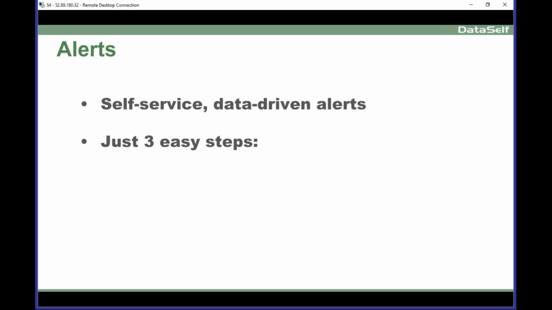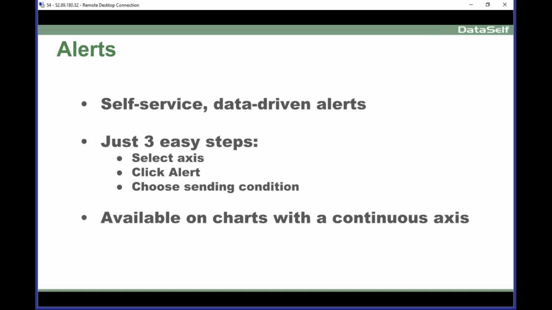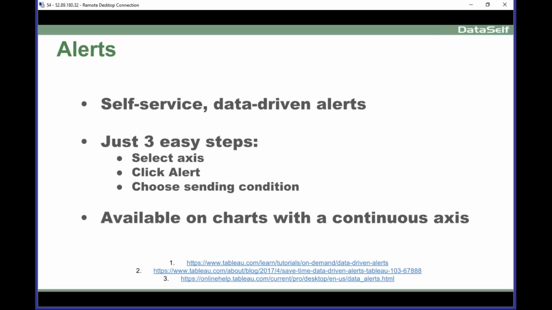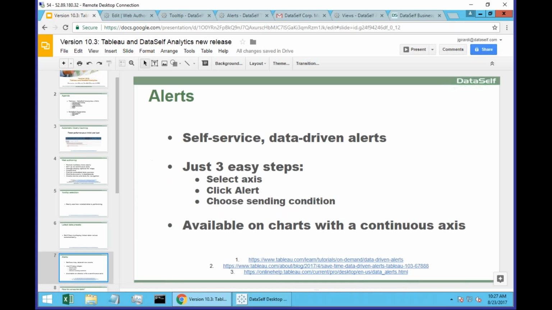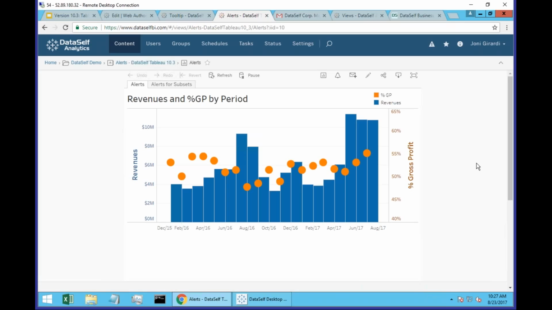It's very easy to set up new alerts with this functionality. It's just 3 steps. Select an axis, click alert, choose sending condition, and you have to be sure that you set up the alert on what are called charts with a continuous axis. There are some tutorials to learn about them, but let's see it in action. Go to alerts. And this is a very simple example of a dashboard.